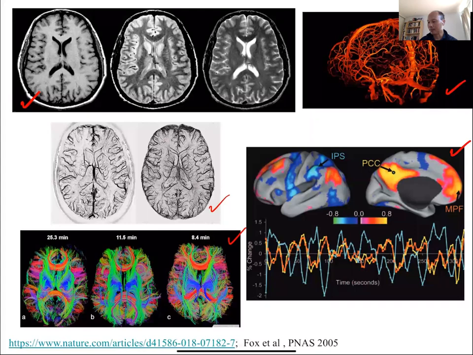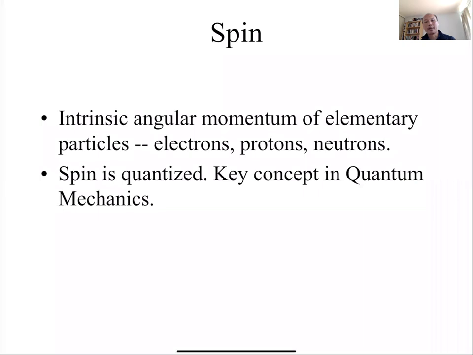So now we're gonna dive a little deeper and talk first about spin and polarization and precession, okay? We're only gonna very briefly give you the basics that you need to know. Any one of these topics has a lot of depth to it, so we're not gonna dive into too much detail. But spin, as some of you may know, is considered the intrinsic angular momentum of elementary particles, and it's a key concept in quantum mechanics.